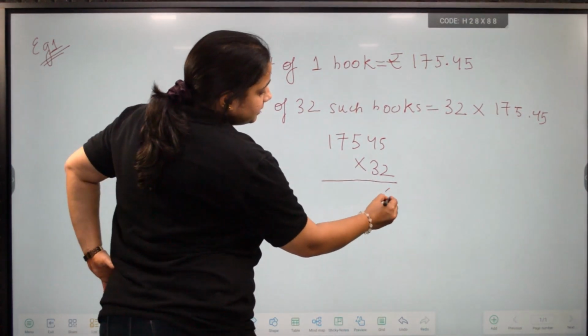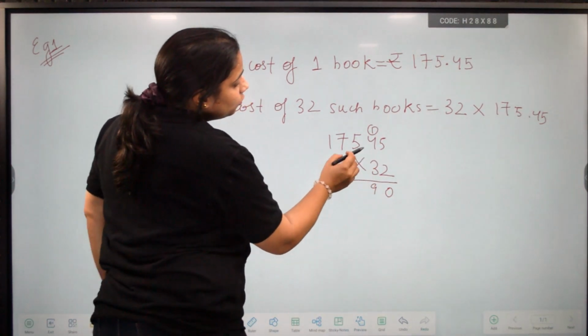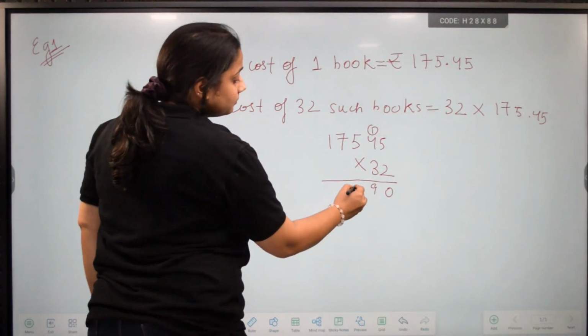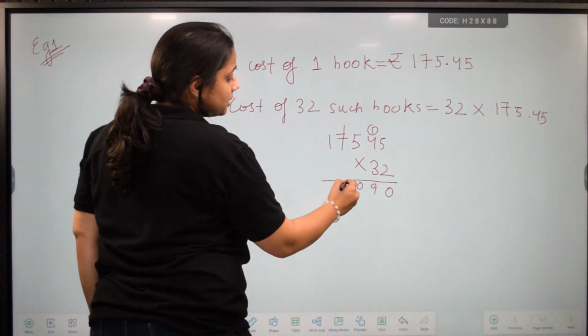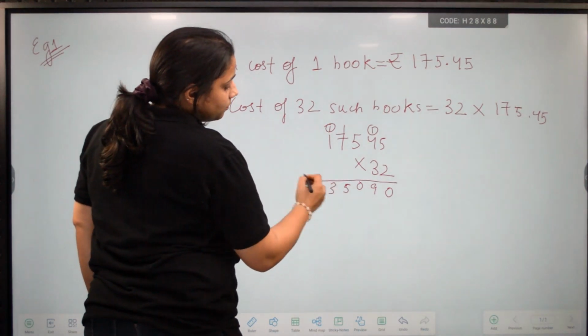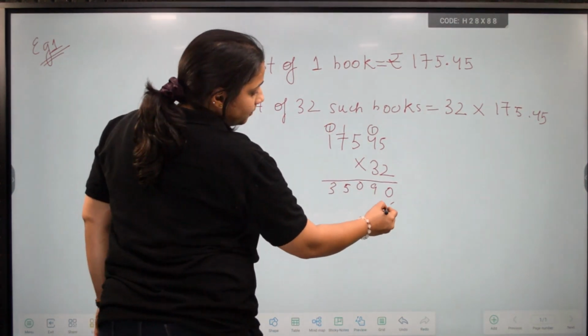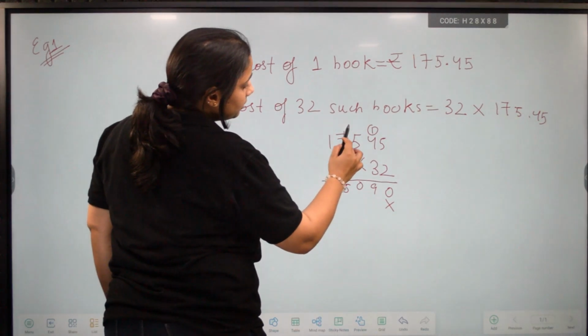2 into 5 is 10. 2 into 4 is 8 plus 1, 9. 2 into 5 is 10. 2 into 7 is 14 plus 1, 15. 2 into 1 is 2 plus 1, 3. So here, now I am removing the carry part.